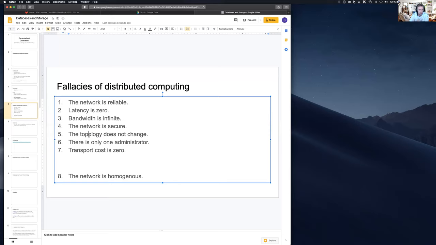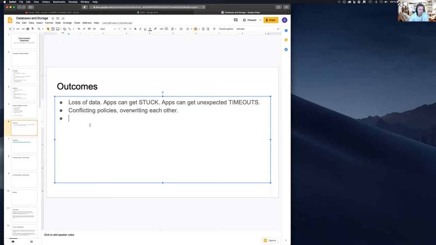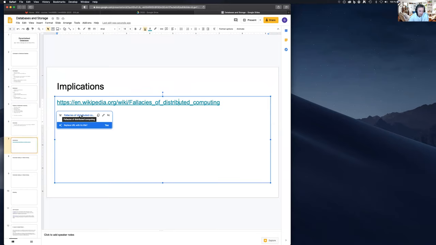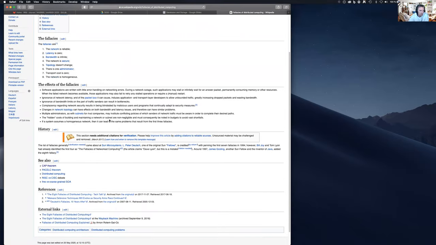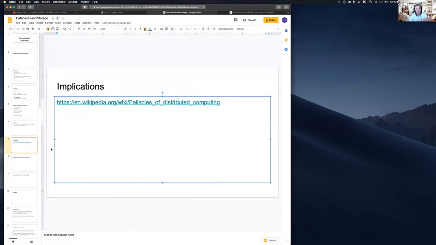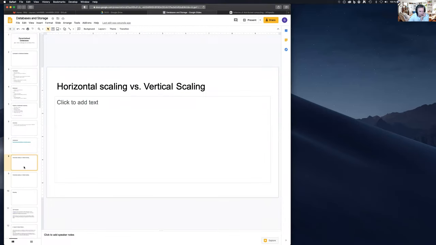So you need to be adaptive. You need to be re-evaluating your assumptions, because the topology can change and because the network is not homogeneous, and so on. I don't want to spend more time on this. You can go to Wikipedia or some other source and check what are the possible outcomes of making those fallacious assumptions. All right, so we got into this horizontal versus vertical scaling.